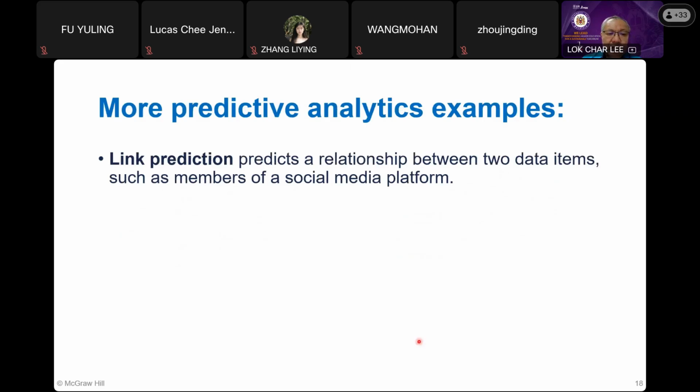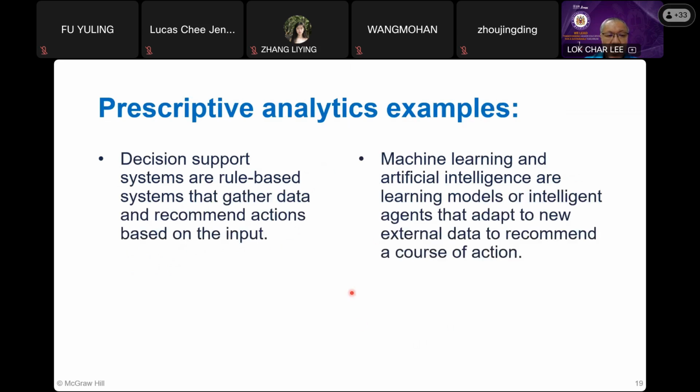Okay, then we have other predictive analytics models like link prediction. Predict the relationship between two data items, such as members of a social media platform. And a prescriptive analytics example, the decision support system, DSS. DSS are rule-based systems that gather data and recommend action based on the input.